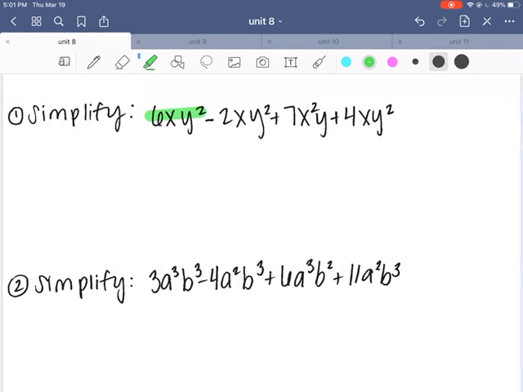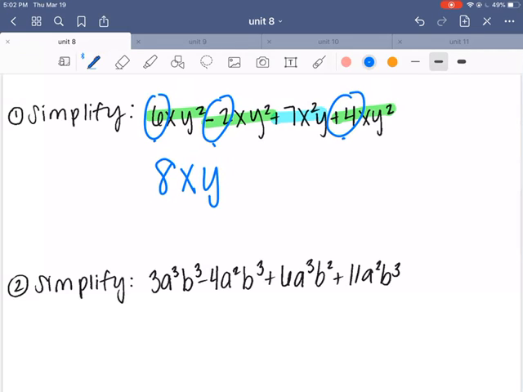We have 6xy squared. I'm looking for another xy squared. I see another one here, a negative 2xy squared. And this is an x squared y. Sorry, that's different. But I do have a positive 4xy squared. Notice that this positive 7x squared y is different, so I can only combine things that have the same. So there's a 6, a negative 2, and a 4. 6 minus 2 is 4, and then plus another 4 is 8. Keep the variables and the exponents the same. That was all my green.